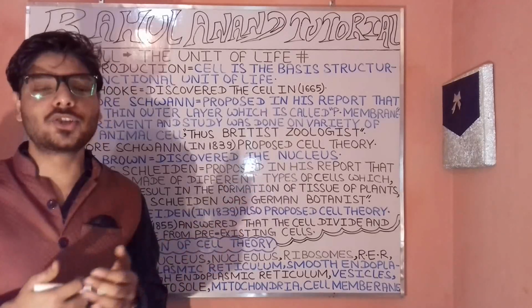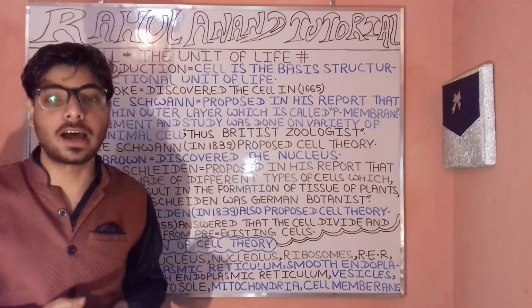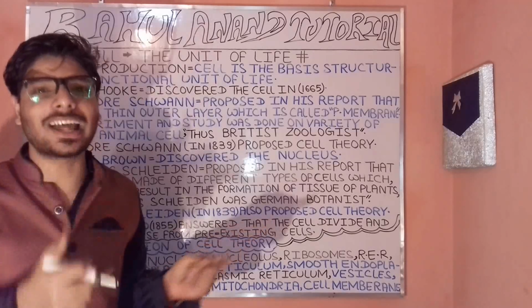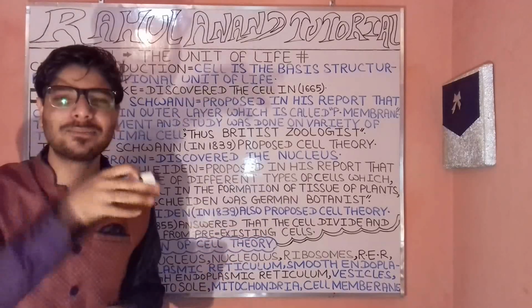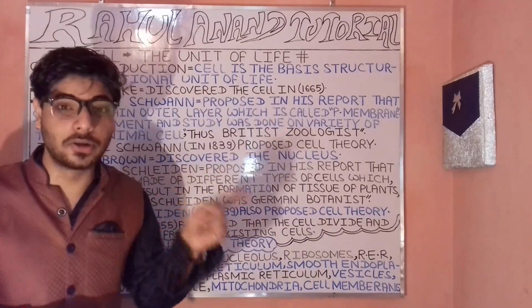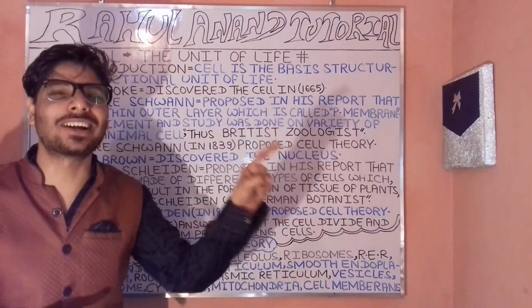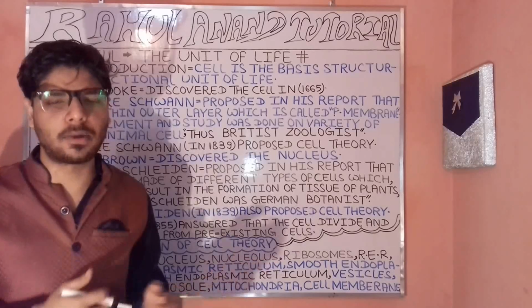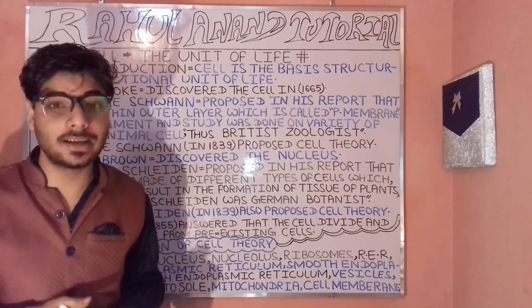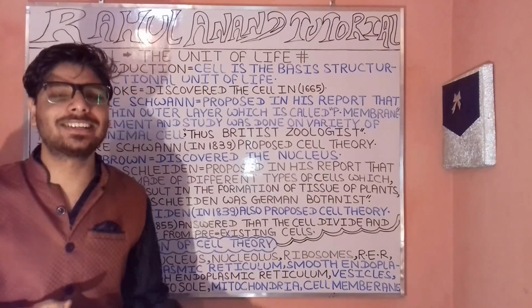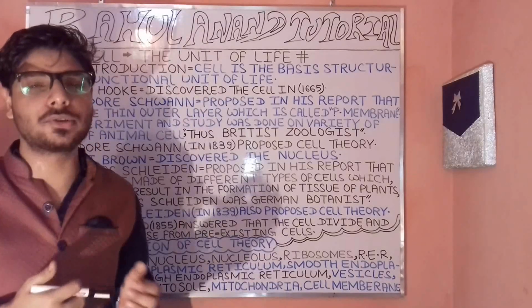So what are proteins? Proteins are the macromolecules made of amino acids. Just reverse the concept: amino acids are the building blocks of protein. And proteins are divided into four broad categories, which we will understand in our next lecture. So now let's proceed with the third one.